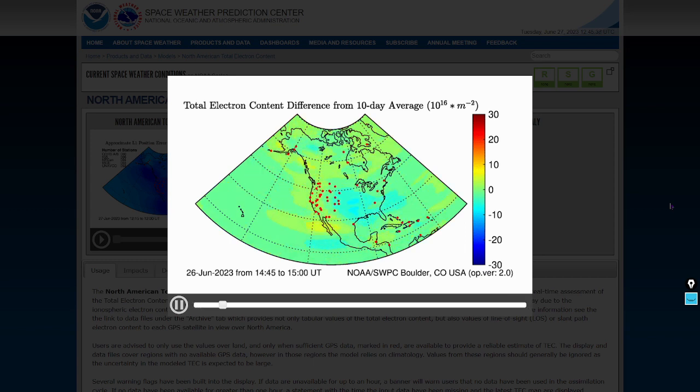That is the total electron content difference from the 10-day average, the 10-day electron content anomaly. And the total electron content, again, is a count of the free electrons.